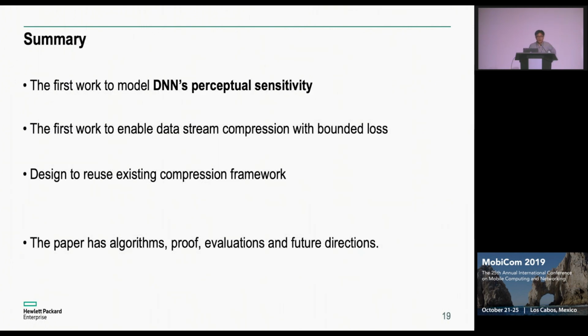So in summary, we propose Grace. This is the first work to model the DNN's perceptual sensitivity with respect to spatial frequency and color sensitivity. We also show that Grace enables data streaming with a bounded loss. Finally, we propose a design where Grace can reuse existing compression frameworks to achieve low computing overhead for IoT devices and good backward compatibility.